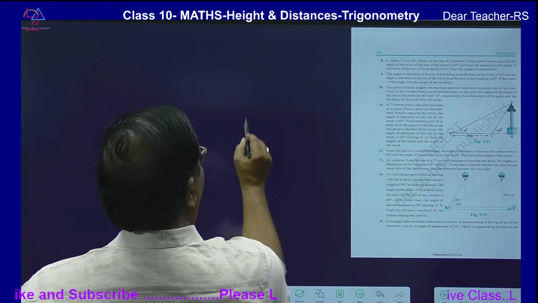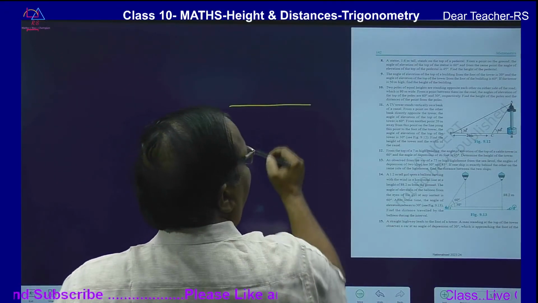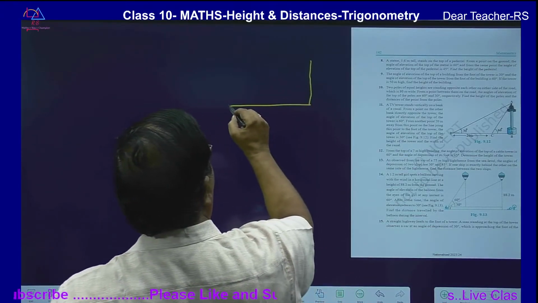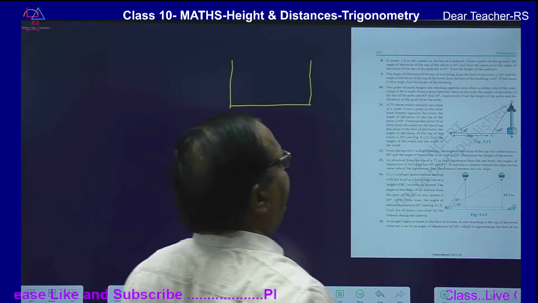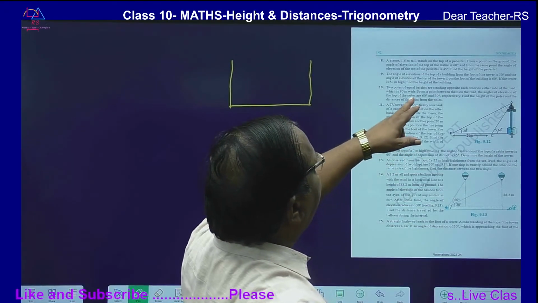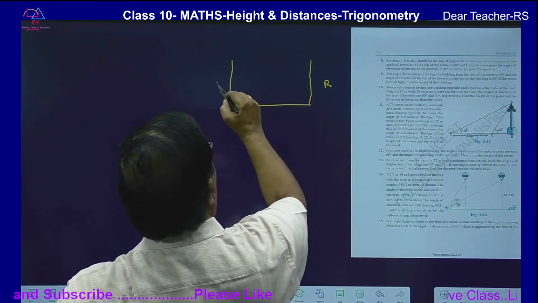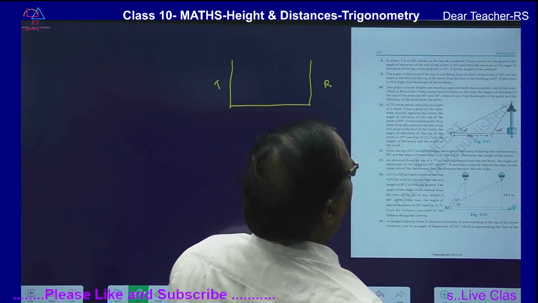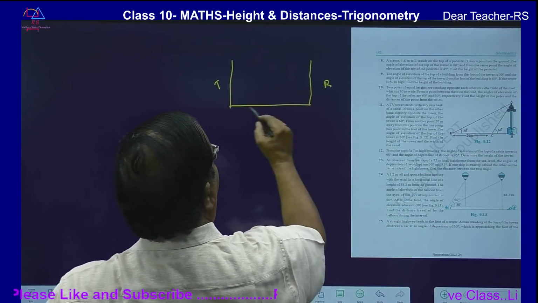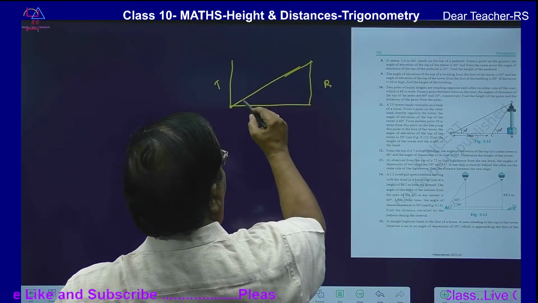First let us draw the ground. This is the ground and this is the building. Which is taller, I don't know. I did not read the question completely. So let us say the angle of elevation of the top of the building, let us say this is the building and this is a tower. And from the foot of the tower, so this is the foot of the tower, this is 30 degrees.